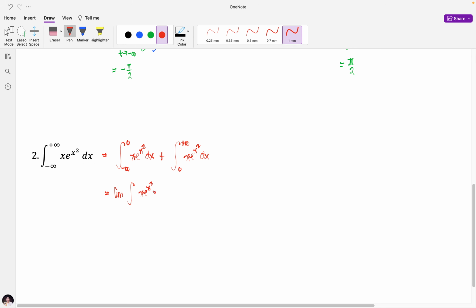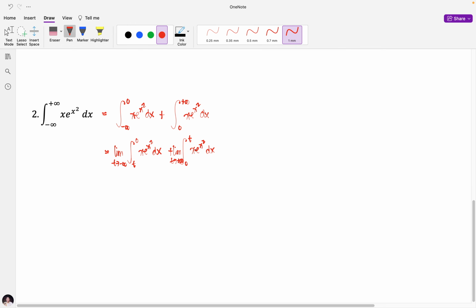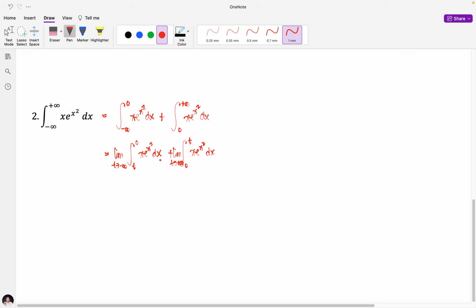So from that, this is now equal to the limit of the integral of x e raised to x squared dx from t to 0 as t approaches negative infinity, plus the integral of x e raised to x squared dx from 0 to t. Again, this is the limit as t approaches positive infinity. Okay, so from that, let us first solve the integral.